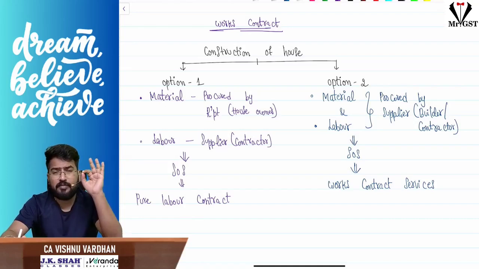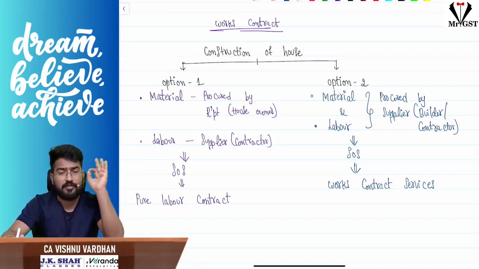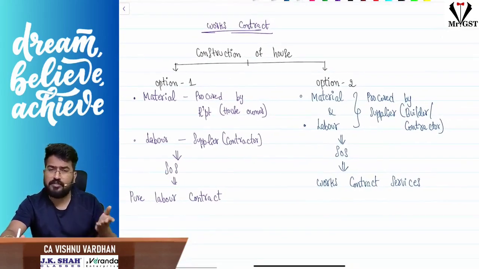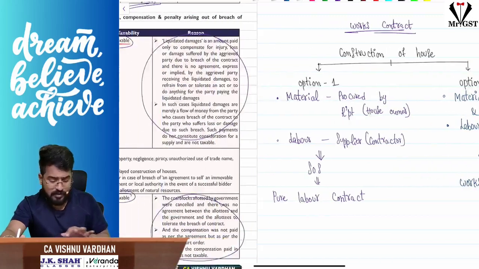So always remember, works contract means with respect to construction, both goods and services the contractor is providing, the material and labor both he is bringing. That is what we call as works contract. So remember, very, very important wording. But both are, pure labor contract is also service, works contract is also supply of service, nothing to worry about.